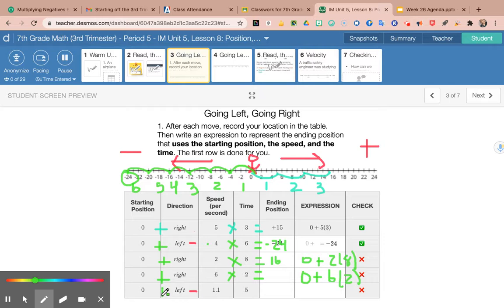Last one, 0 plus. This time I'm going left, so my person's going to the left, so I'm going to do negative 1.1. And so if he's going 1.1 to the left, 1.1, 1.1, 1. He's going to do that 5 times. He's going to end up on the left, and then 5 times 1 is 5, so it's just 5.5. And my expression would be 0 plus negative 1.1, because he's going left. So 0 plus negative 1.1 times 5. So I'm going to put parentheses. You can also put a little star if you like to write your multiplication like that.